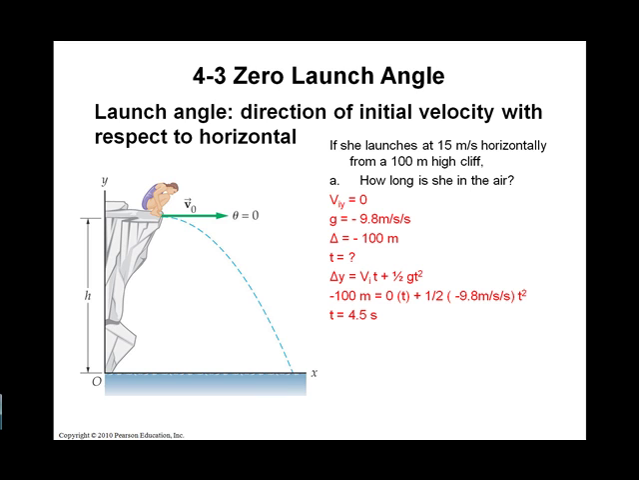Now let me note that change in y is negative because she's falling, right? And delta y is a vector. She's falling and is going to fall 100 meters below where she started. So we have to plug that in as a negative 100 meters. And we're looking for the time.